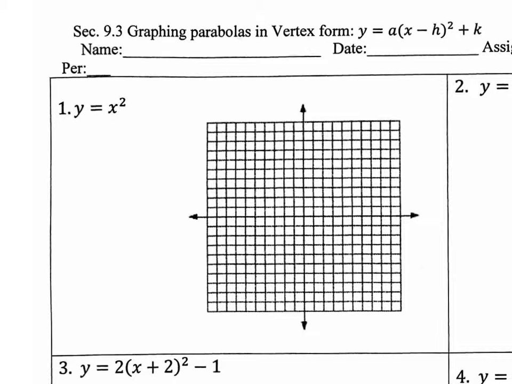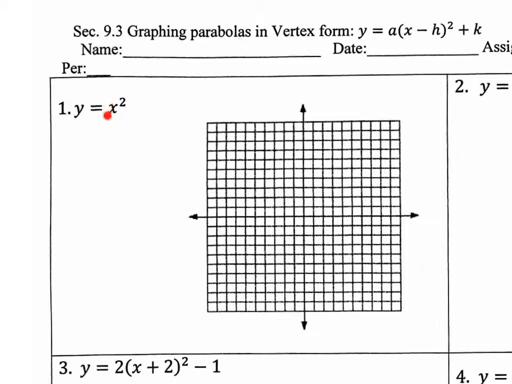So we all know that this is a parent graph, y equals x squared. We all know that the a value is what? What's the a value on this guy? Positive 1, right? There is no number in front of the x squared, so it's positive 1 right there. Remember, the a value is the number that's out in front, the leading coefficient of the whole equation. So the a value is out in front, which is 1.